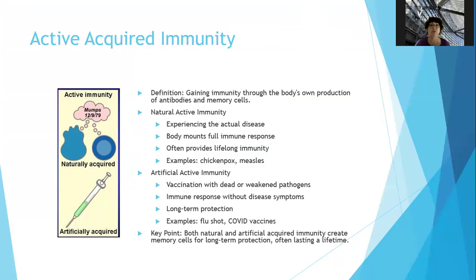So natural active immunity is you actually get the disease. You experience the actual disease. You meet a disease pathogen out in the wild, and your body has a response to it. It mounts that full immune response and saves a memory cell. And it often provides lifelong immunity. So chickenpox and measles, they're a good example of that. Measles, if it doesn't kill you, you'll be immune to it.